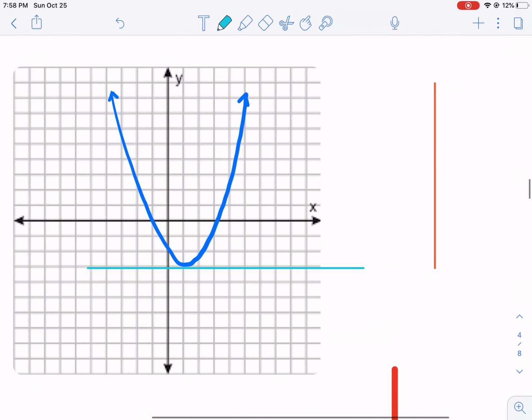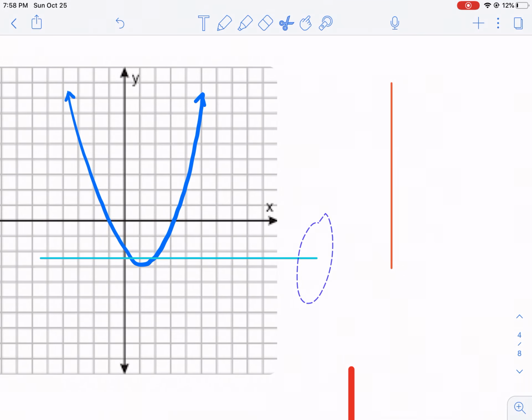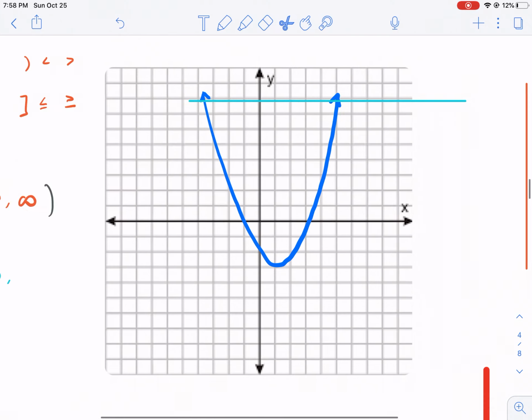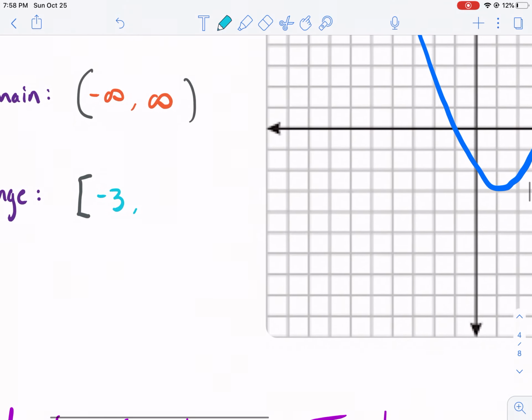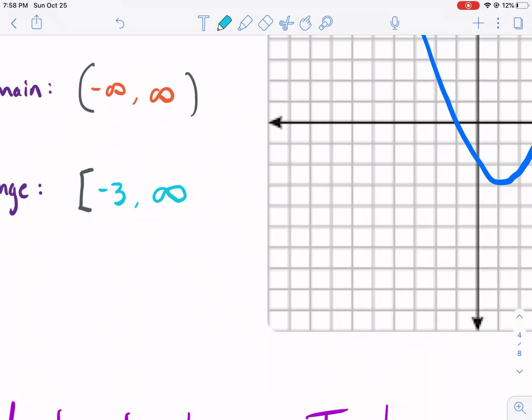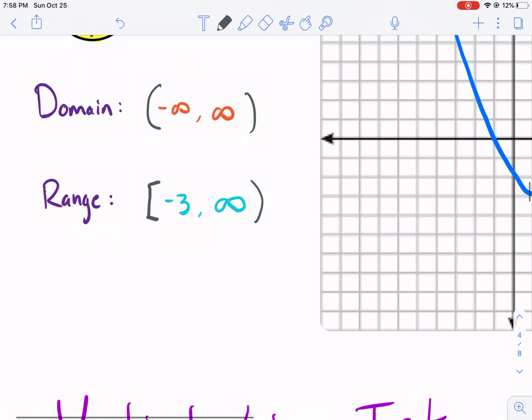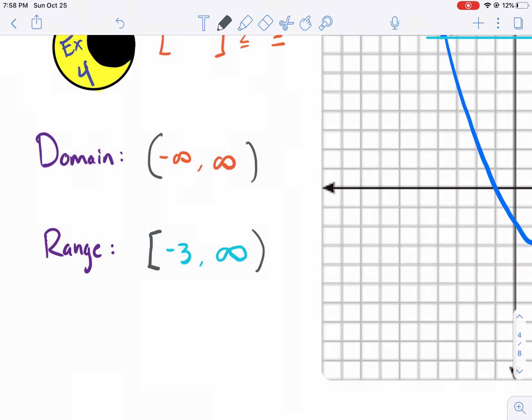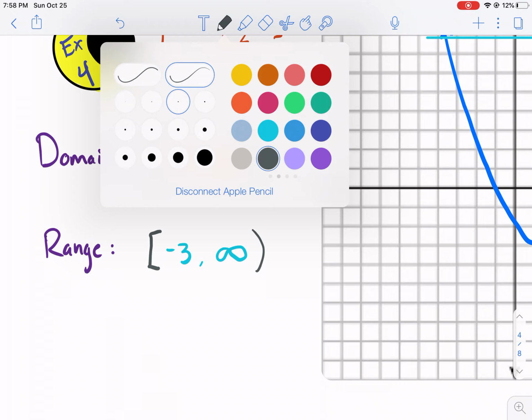What is our upper limit? Well, as we continue to go up, up, up, we see arrows, which means it continues for infinity. So we're going to put infinity, but keep in mind it can't include infinity, so we need to put parenthesis. Okay, we put a bracket because it included -3, but we put a parenthesis because it couldn't include positive infinity.